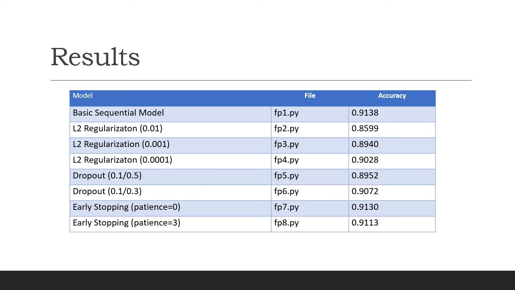And the results. The basic model came in with 91.38% accuracy, and the subsequent 7 models with different regularization techniques failed to improve upon that. The early stopping with 0 patience came close, but they were all not far off, and none of them made any improvement.